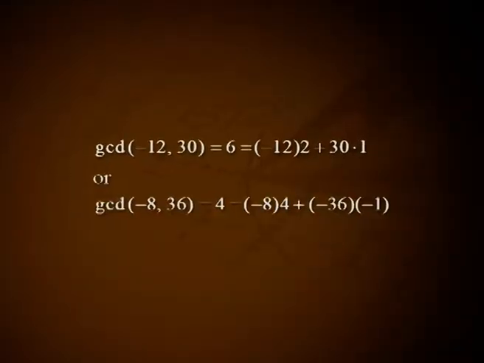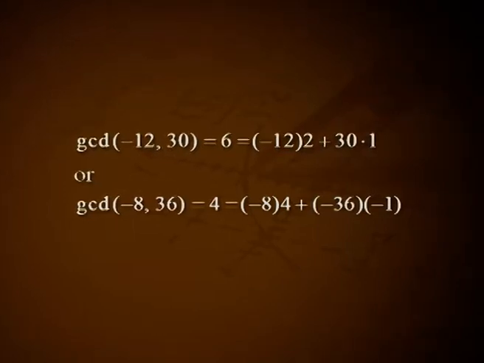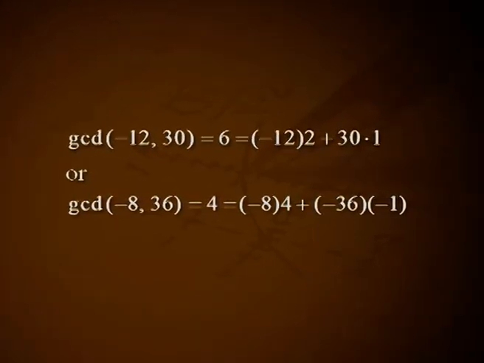The next theorem indicates that the gcd can be represented as a linear combination of a and b. By a linear combination of a and b, we mean an expression of the form ax + by, where x and y are integers. This is illustrated by, say, gcd(-12, 30) = 6 = -12(2) + 30(1), or gcd(-8, -36) = 4 = -8(4) + (-36)(-1). Now, we state and prove the theorem.